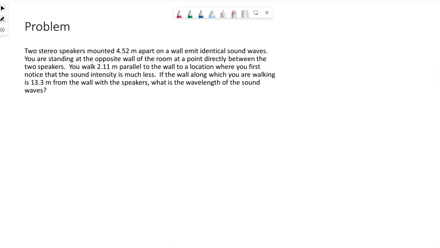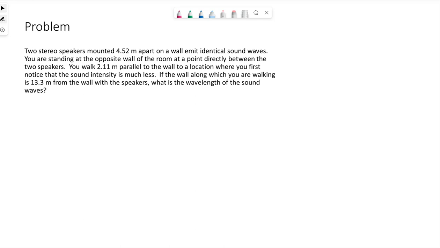We have another example problem here. Two stereo speakers mounted 4.52 meters apart on a wall emit identical sound waves. You are standing at the opposite wall of the room at a point directly between the two speakers. You walk 2.11 meters parallel to the wall to a location where you first notice that the sound intensity is much less. If the wall along which you are walking is 13.3 meters from the wall with the speakers, what is the wavelength of the sound waves?